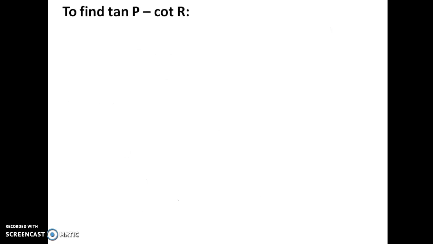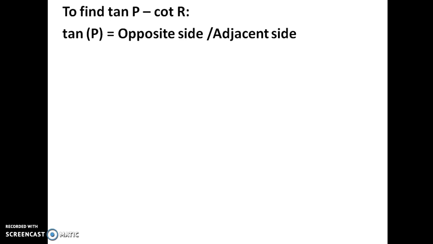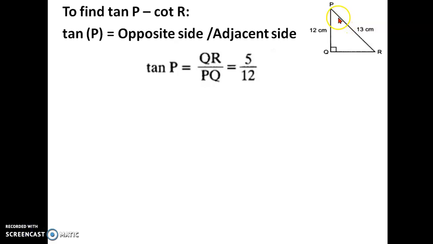Now we can find out this one, that is tan P. So what is tan formula? For tan P, it is opposite by adjacent. Okay, so for P, opposite side is QR. Here is P. For this angle, what is opposite side? QR is the opposite. And what is adjacent? Adjacent side will be this PQ. Okay, so we have to find out QR by PQ. That is 5 by 12. Okay, that's the answer for tan P.